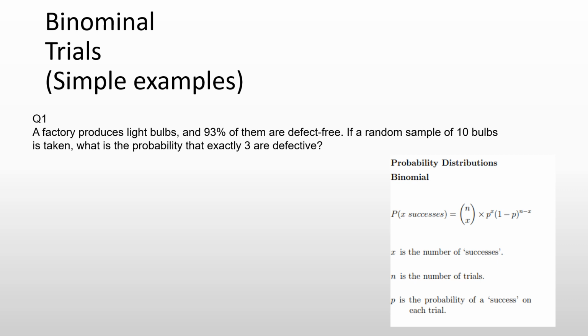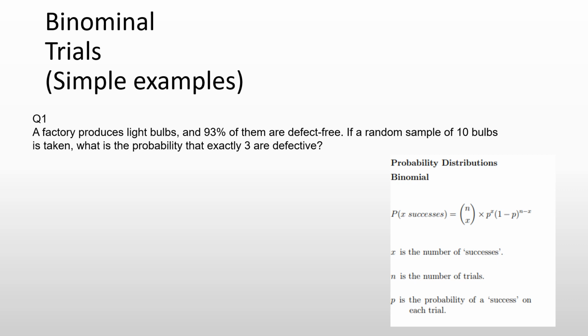N is the number of trials. So I have a pool of 10 bulbs, and I want to get 3 of them to be defective. So 10 is the trial. I take 10 bulbs one at a time and I test whether it is defective or not. So I have 10 trials, or 10 samples in there that I can pick from, right? And then P is the probability of success, right?